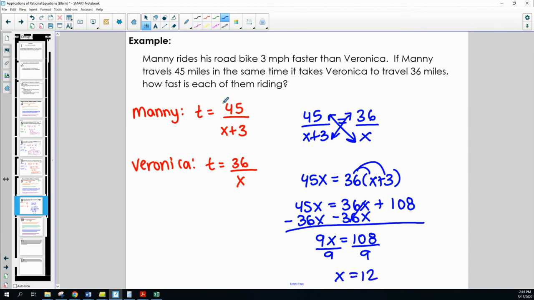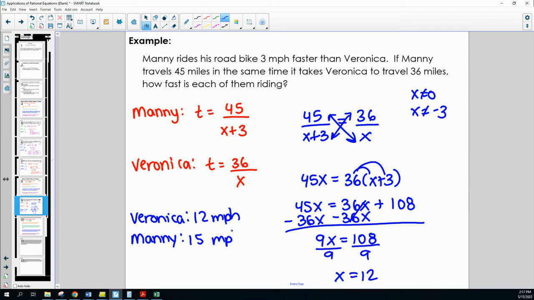Now we want to make sure we're answering the question, how fast is each of them riding? So we solved for x, which was actually solving for Veronica's rate. So Veronica, her rate would be 12 miles per hour. From our denominators here, we know that x can't be 0 and x can't be negative 3. Which makes sense because we're solving for rate, so you wouldn't really have a rate of 0 or a negative rate. And then for Manny, we're going to plug in the x, which is 12, into his rate. So 12 plus 3 is going to give us 15 miles per hour.